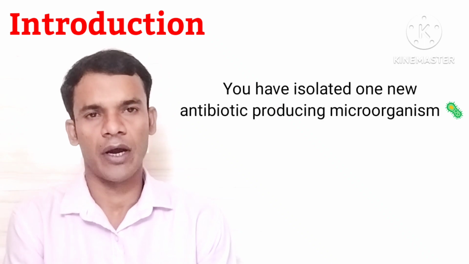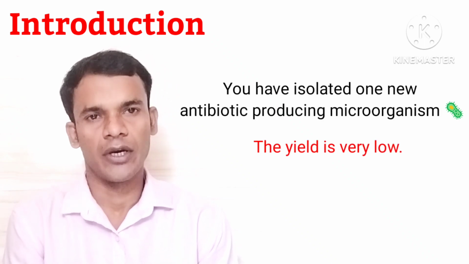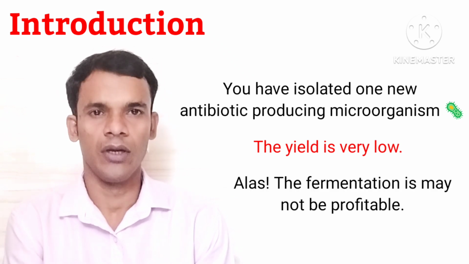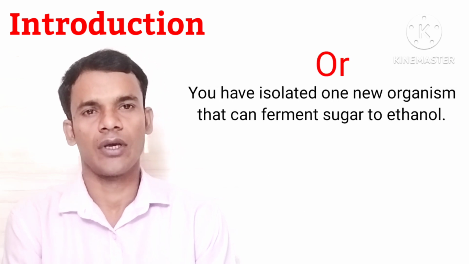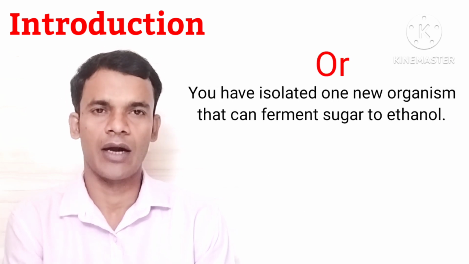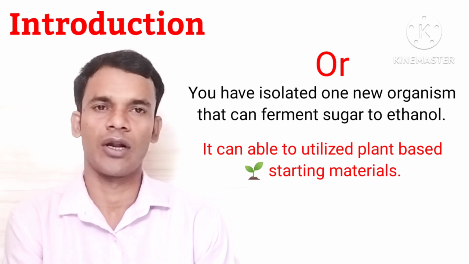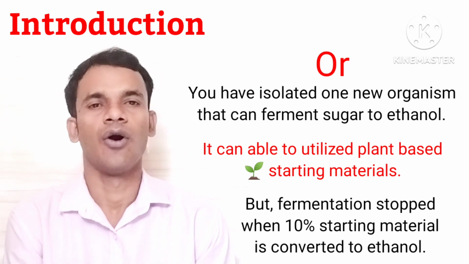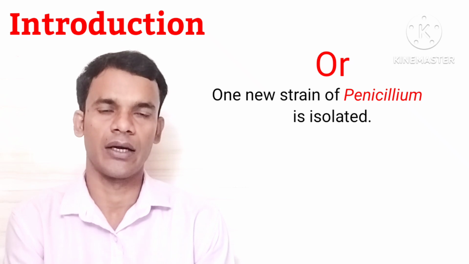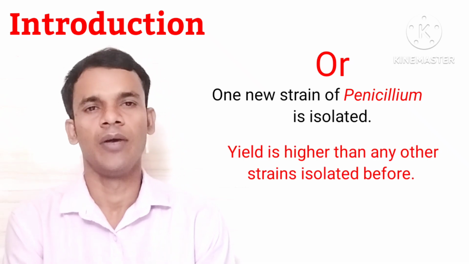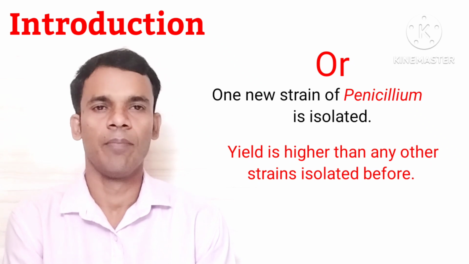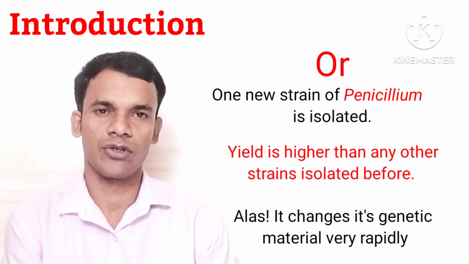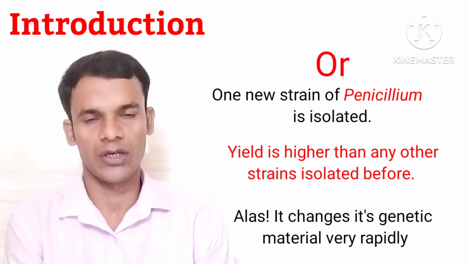You have isolated one microbe using screening methods, but it produces a very low amount of antibiotic that is not profitable and also not viable for fermentation. Or the microbe can utilize very low-cost plant-based starting materials but is not able to tolerate more than 10% final alcohol concentration in the fermenter. Or you have isolated one new strain that can produce penicillin in a good amount compared to any other strain isolated before. But here again, your strain changes its genetic composition very rapidly during storage or after 4 to 5 passages in the growth medium.